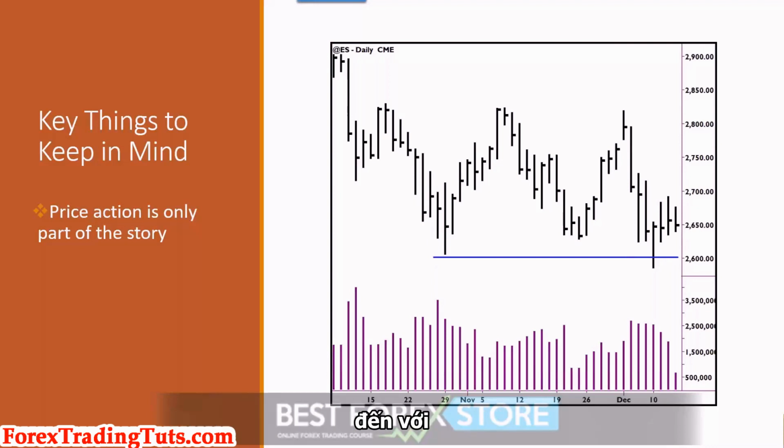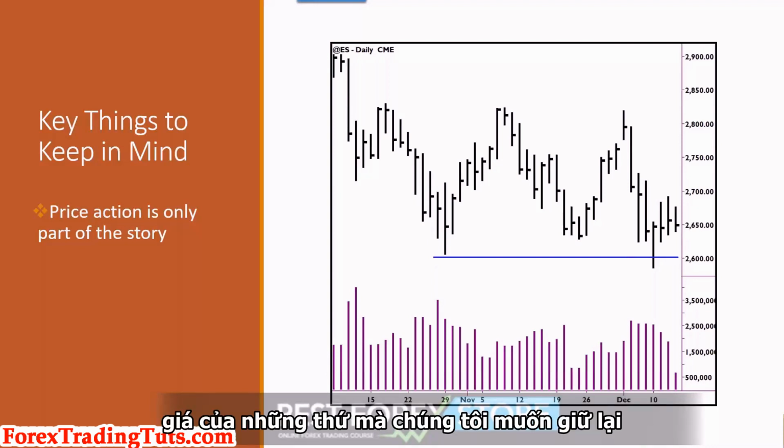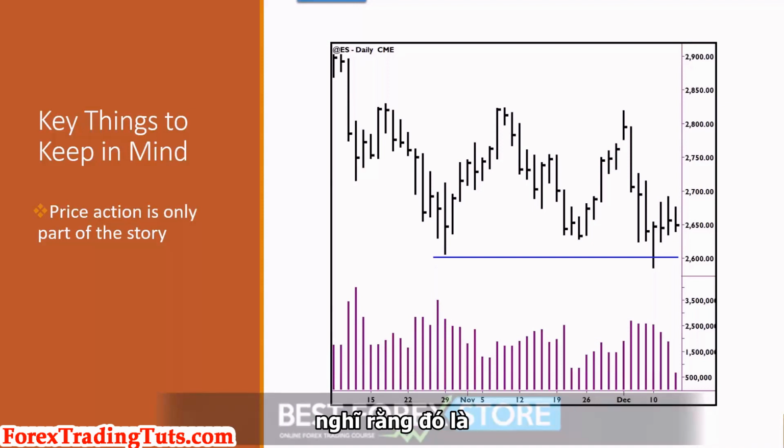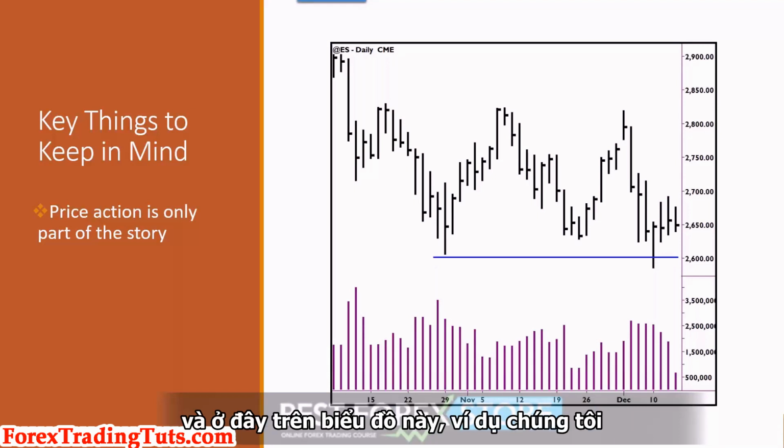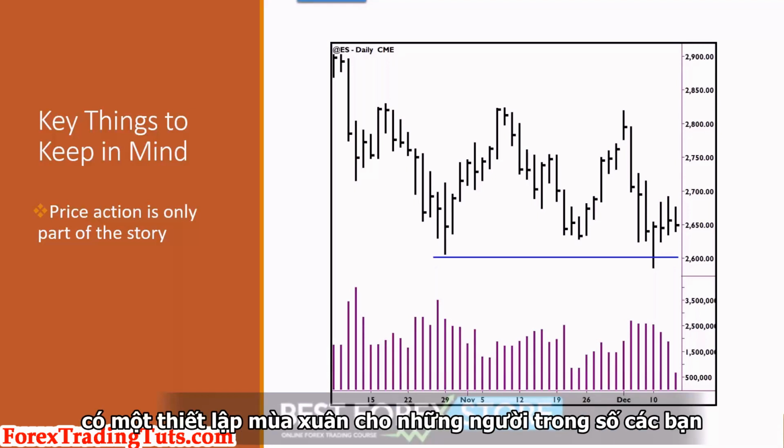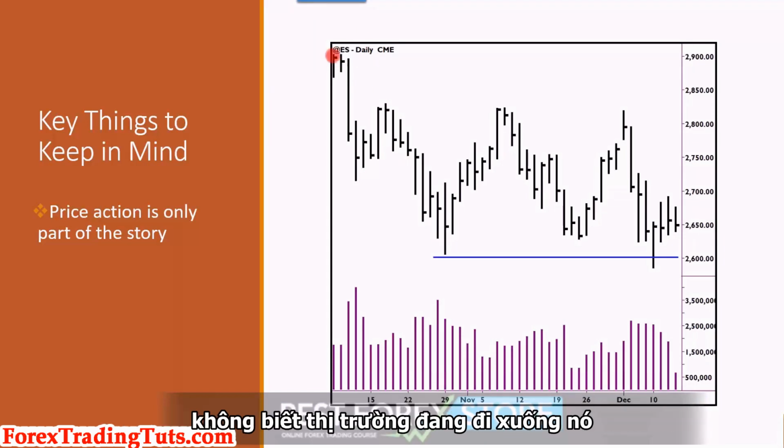Now, when it comes to things that we want to keep in mind with respect to this method. Price action: a lot of people look at price action and trade off of that and think that's all they need to do. Good luck with that is what I would say. Price action is only a part of the story. And here on this chart, for example, we have a spring setup. For those of you who don't know, the market's coming down, it makes a low.